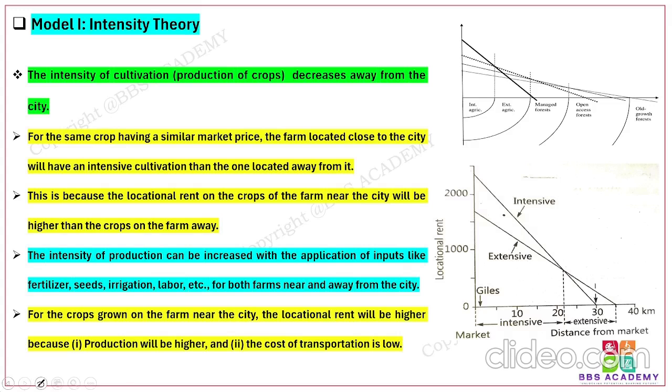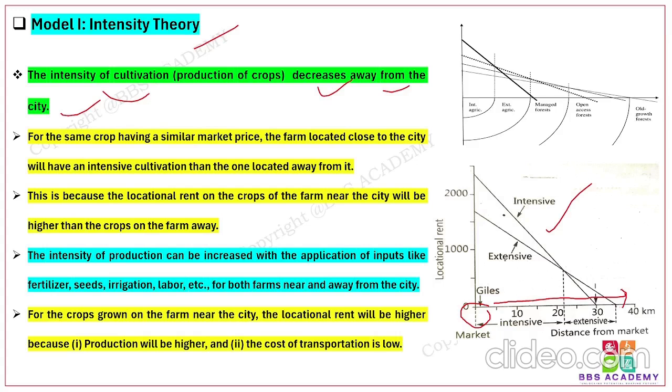Okay, so the first model is intensity theory, given by Von Thunen. Intensity theory states that the intensity of cultivation or production of a crop decreases away from the city. In the graph, here is the market area or the city region. If we go towards the outer or distant region from the market, the characteristics of the agricultural system, or the cultivation nature, change.